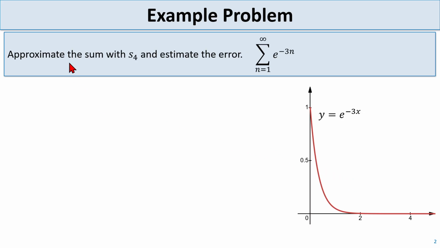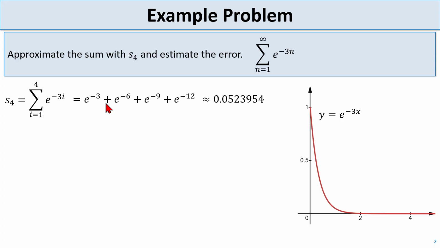Here we will approximate the sum of this infinite series by using the fourth partial sum, and we'll also obtain an estimate of the error. So to do that, we're going to first just approximate the sum. That's the easy part of this problem actually, because we just need to sum up the terms that have this form by plugging in from i equals 1 up to i equals 4. So that gives me 4 terms. And if you add up each of these 4 terms together, you get something that's close to 0.05.